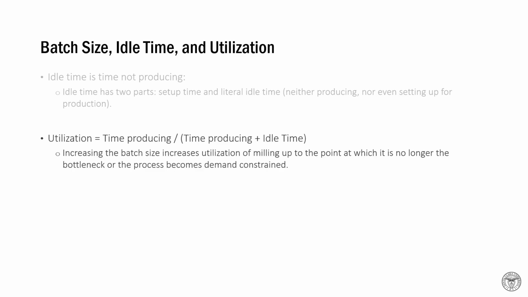As we increase the batch size, the utilization of the mini machine also increases, up until the point where it is no longer the bottleneck in our process. Beyond this point, the process may become demand constrained.